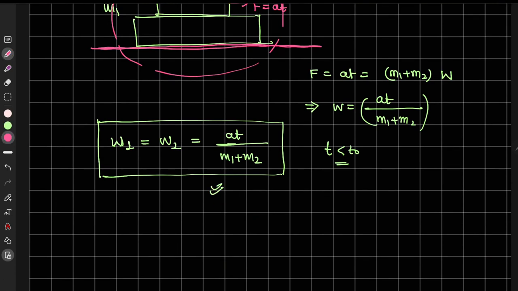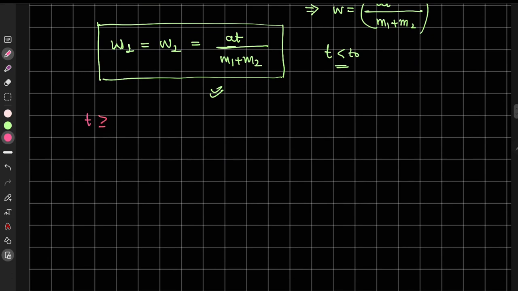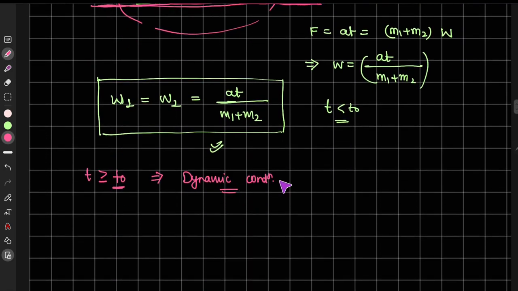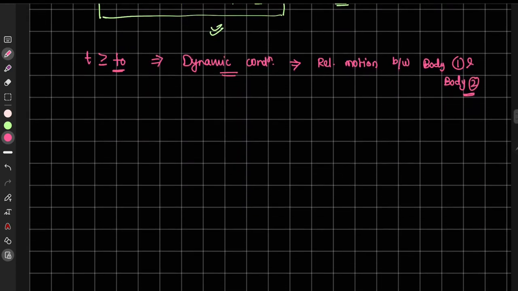Now let us talk about the case for t greater than or equal to t naught. Basically, if it is crossing this particular time, that means it is going into the dynamic condition. The meaning of dynamic condition is not that the body has started moving. The meaning of saying dynamic condition here is that there is relative motion between body 1 and body 2. With respect to friction, I am talking about here, right?